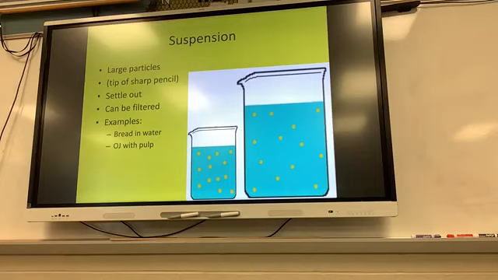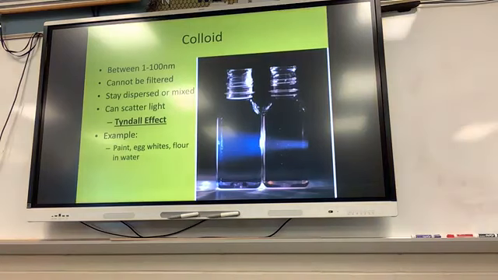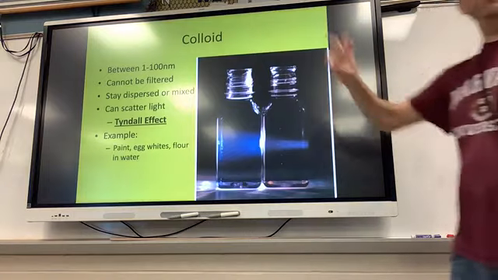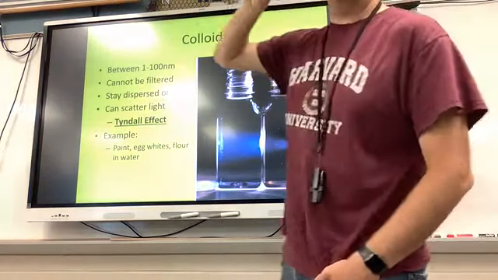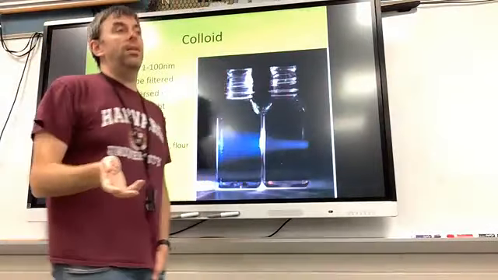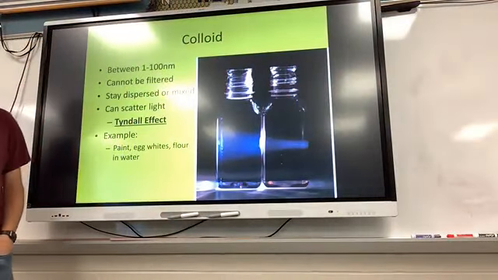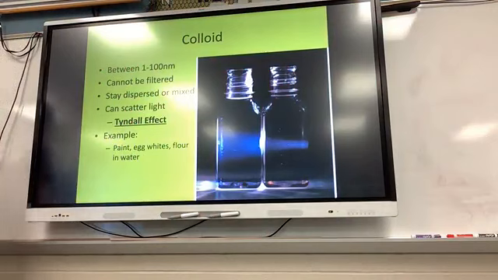A second type. Hey, Monty, where's your paper? You should be writing this down. Okay. So a second type of a heterogeneous mixture is a colloid. These are your medium-sized particles. So this is a particle that you cannot see with the naked eye. You cannot filter these, so they're going to look the same coming out either way. These stay mixed, and these can scatter light.